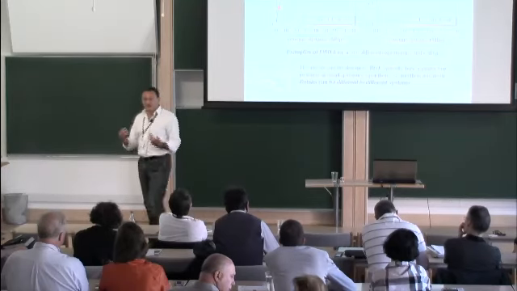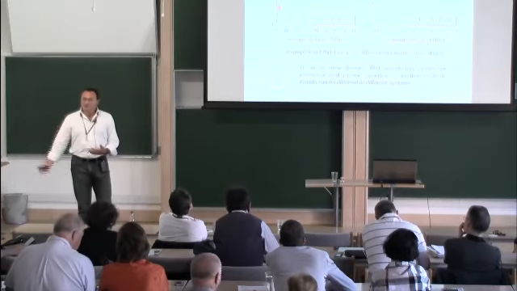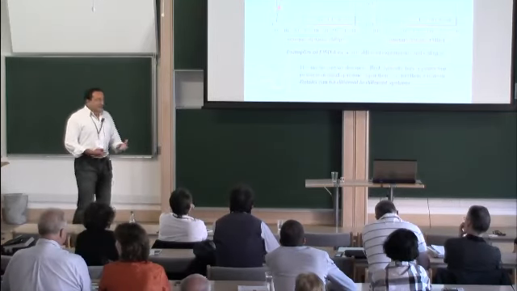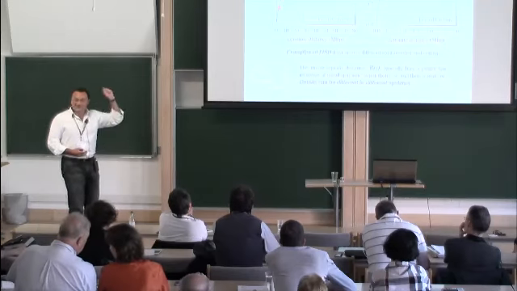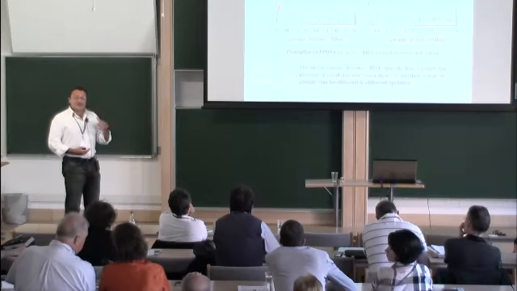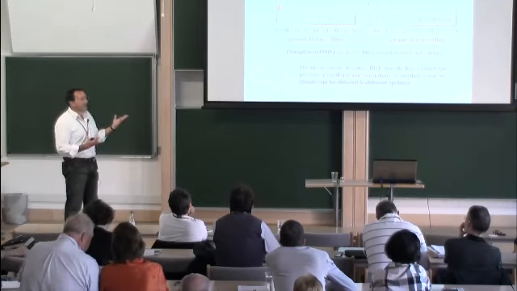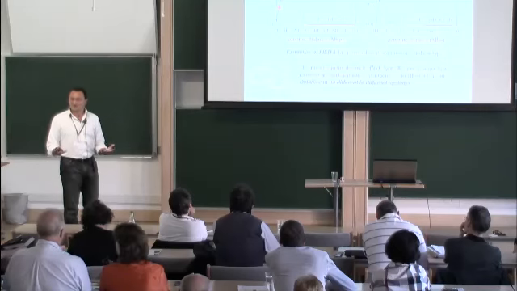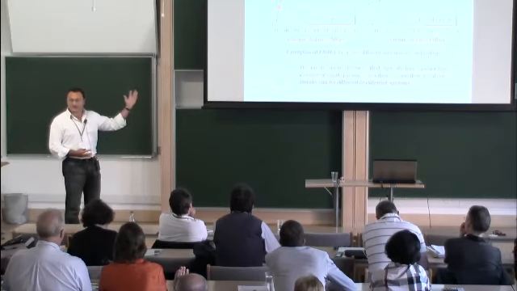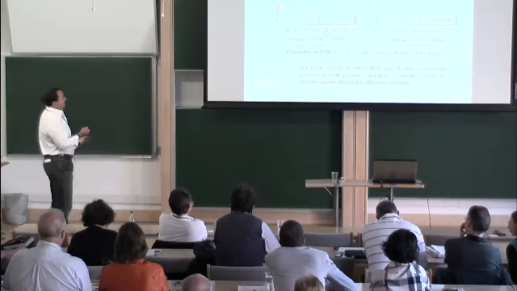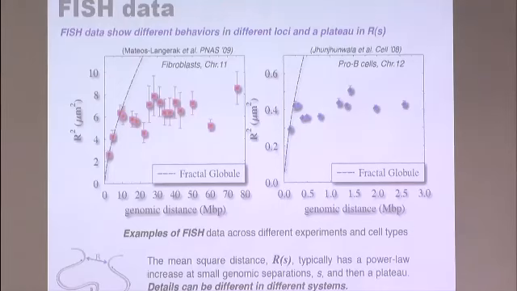If you go back to FISH data, which is a previous technology, less powerful, but you can make very good measurements with that too, it is known that different loci, different chromosomes have different behaviors. There's plenty of data on that. I show you only two examples. This is fibroblast chromosome 11 in a recent paper, and this is pro-B cells chromosome 12 in another recent paper.